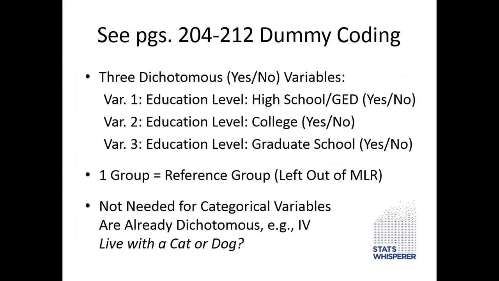But just keep in mind, we're going to have to select one as the reference group. And there are many criteria for selecting a reference group. For example, if the study was on people with a high school level education, then we might leave them out and they would be the reference group because we want to know how the findings come out in terms of their outcomes. Now, of course, I'm going to reiterate, for the categorical variables that are already dichotomous, such as do you live with a dog or a cat, you don't have to do any transformations. They're fine as they are.